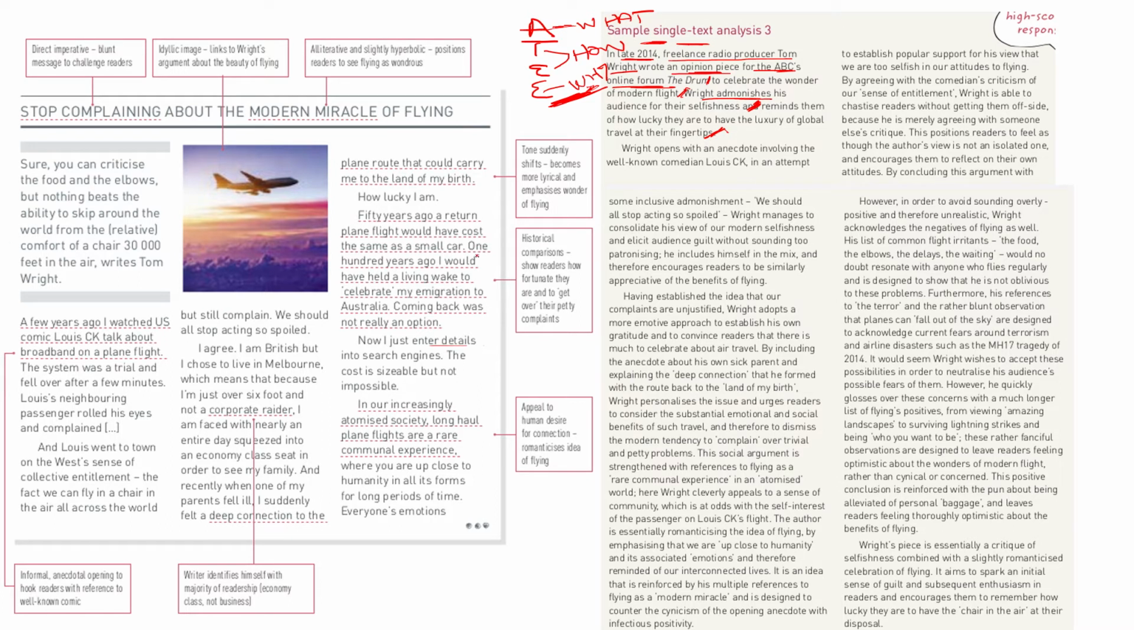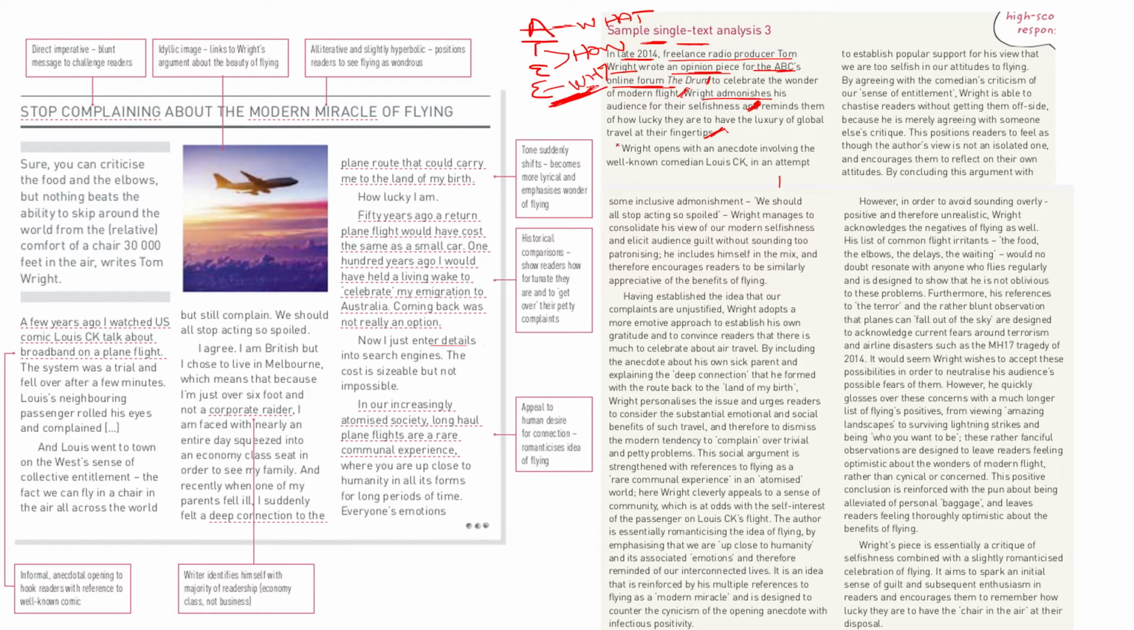All right, so that's basically the introduction. Let's get back to the ATEE and see if we can identify the what, the how, the why of Jenny's analysis. So, Wright opens with an anecdote involving the well-known comedian Louis C.K. in an attempt to... Now, it's a little bit confusing. It doesn't go down there. Sorry, it goes back up to here. In an attempt to establish popular support for his view that we are too selfish in our attitudes to flying.